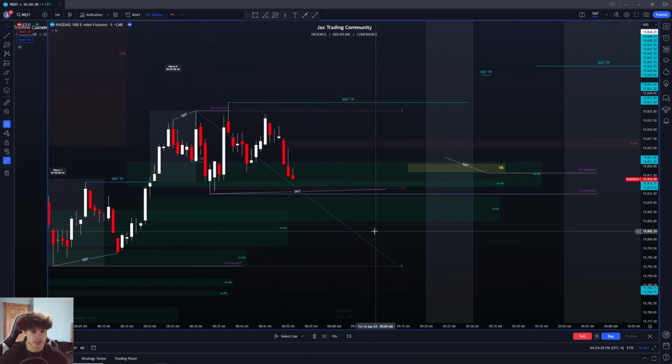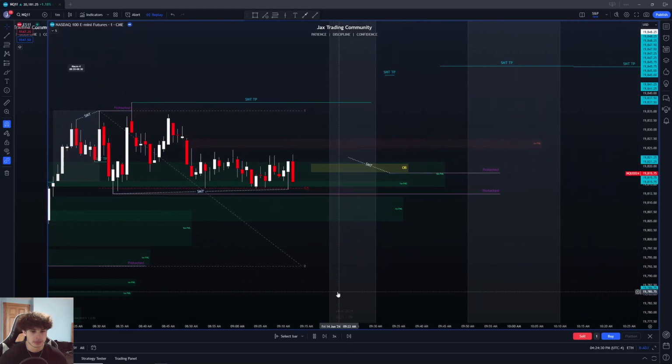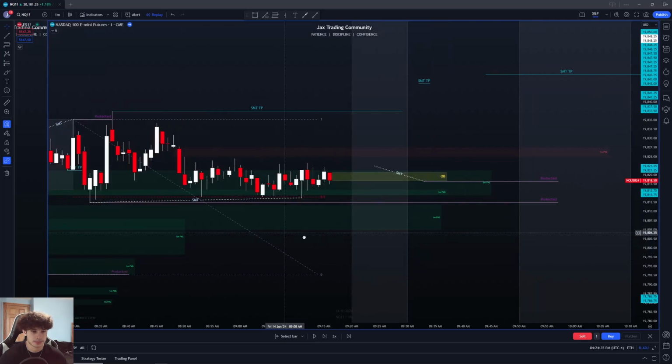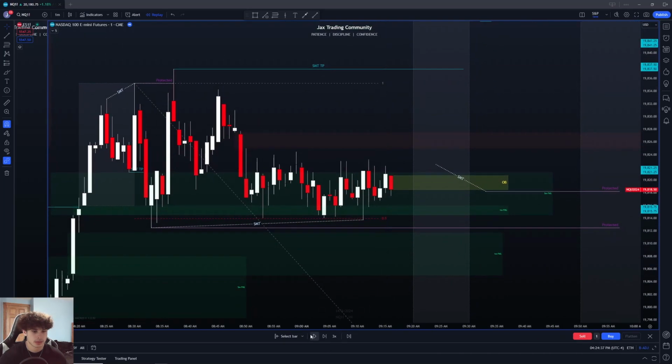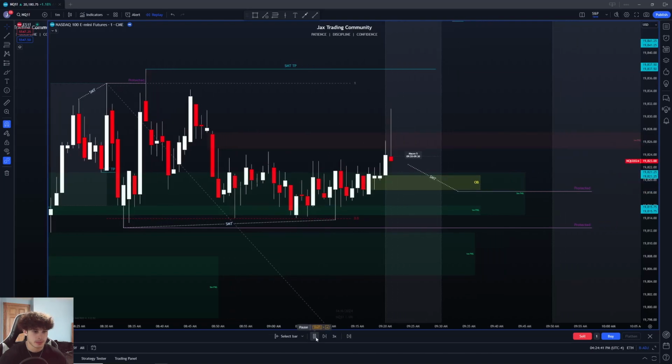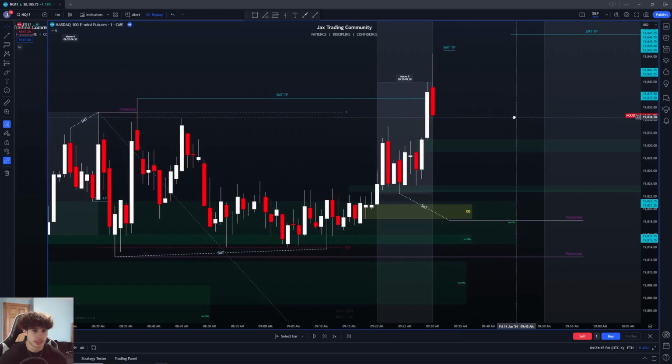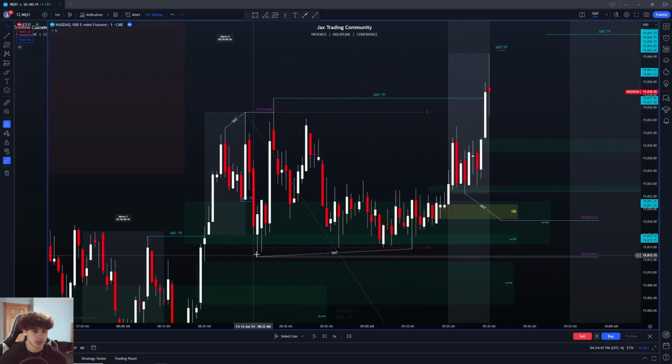I think we just consolidate a bit here. Alright, so right here, we form an SMT. We have just consolidation, and it looks like we go higher here. We take out this SMT TP, which is the target from this SMT.